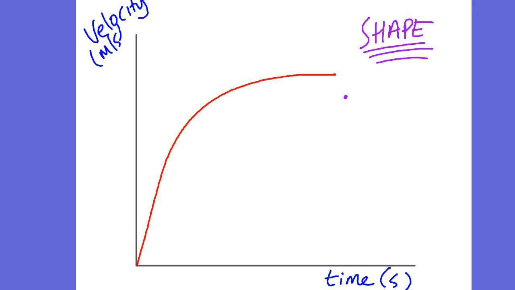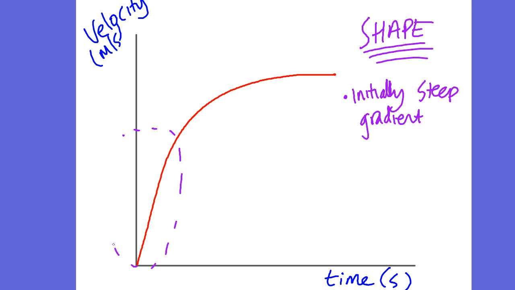Okay, so here the shape is, there's initially probably one L, steep gradient. Okay, so this early area here is you've got an initially steep gradient. Okay, it's almost linear. And what happens? Well, over time, the gradient will decrease.